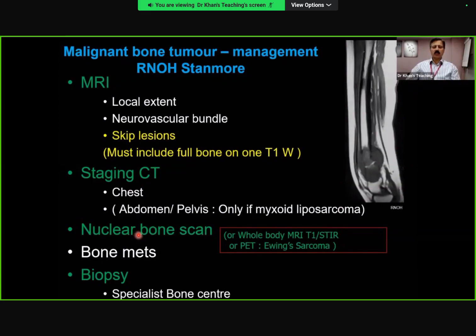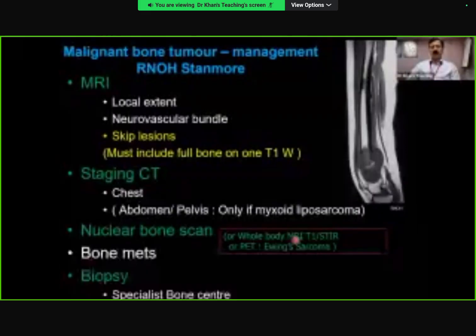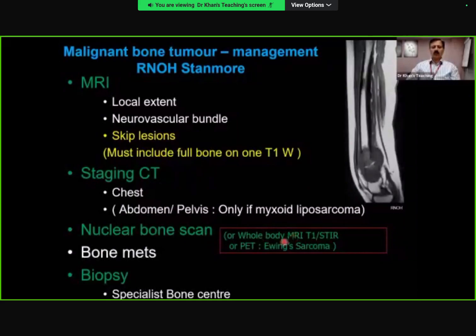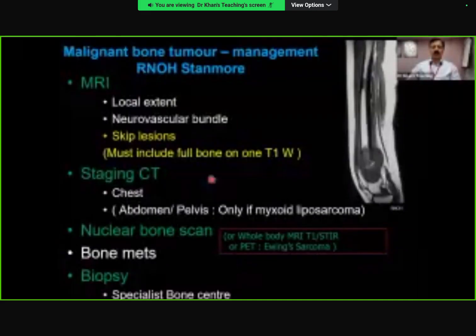Now things are changing, and some of the centers are using whole body MR. In whole body MR, they do a T1 and a STIR sequence. And now a lot of work is also coming up with diffusion weighted scans, so instead of a bone scan, you can do this. And for even sarcoma, a PET scan is usually advised. And biopsy will always be at the specialist bone center. This is a key thing to remember for your exam.